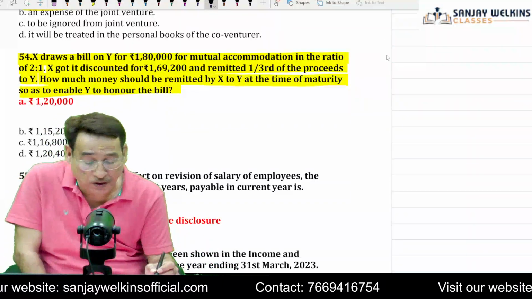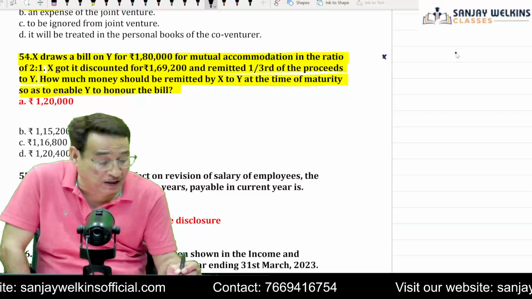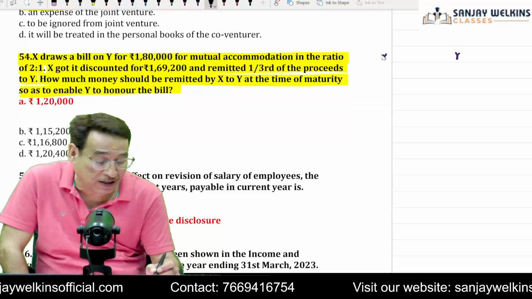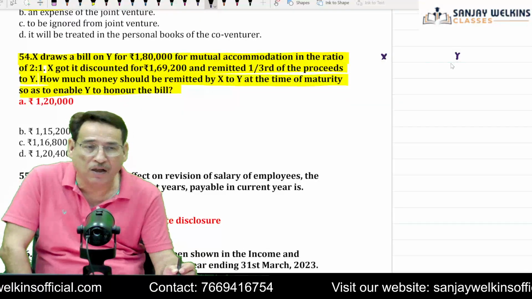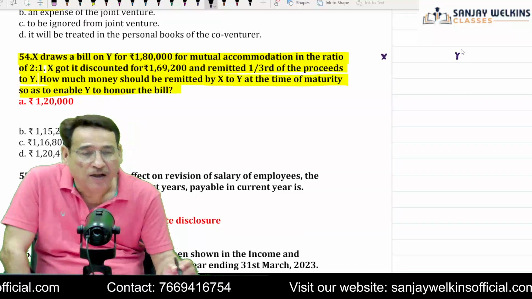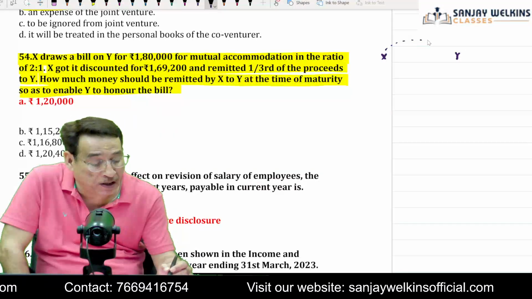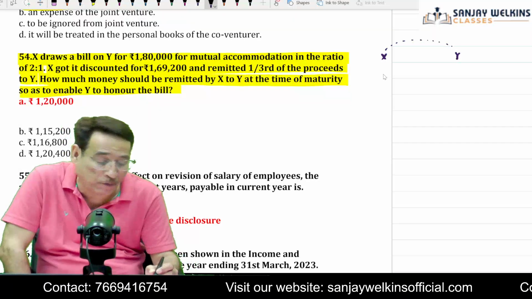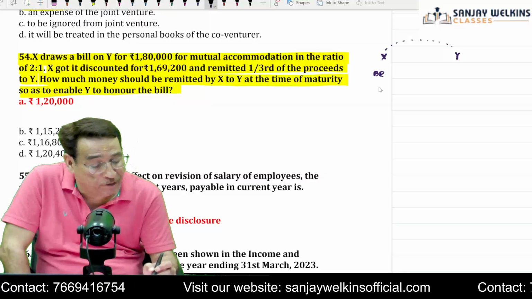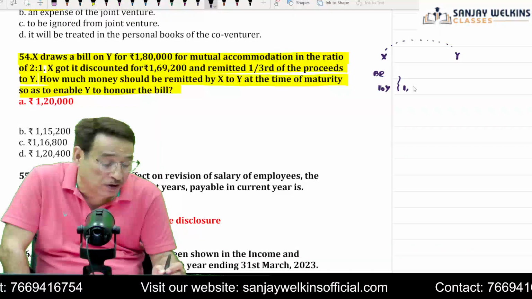First of all, you need to understand in this particular case that X is the person who has drawn a bill on Mr. Y. Actually, X hasn't sold any goods to Mr. Y. So this bill is drawn for the mutual accommodation. So X has drawn a bill. So now Y has become the acceptor of the bill. So definitely now X will receive a bill from Mr. Y and the amount of bill is equal to 1,80,000.